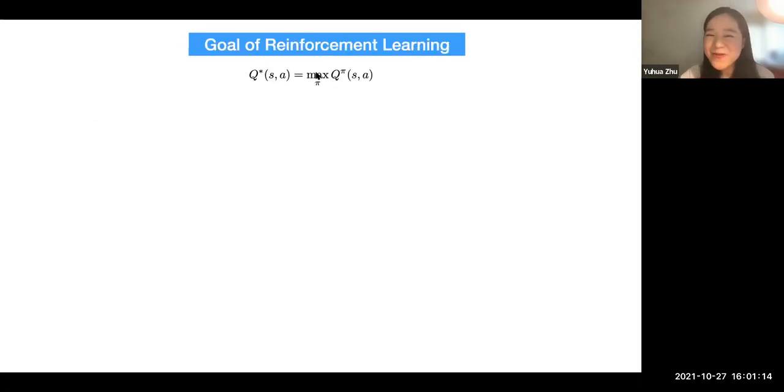So the goal of reinforcement learning is trying to maximize the value function over all possible pi.